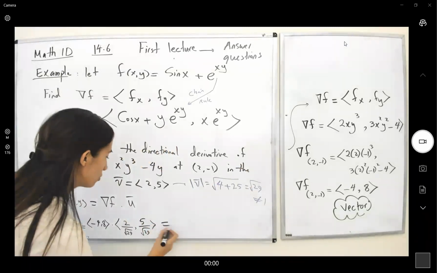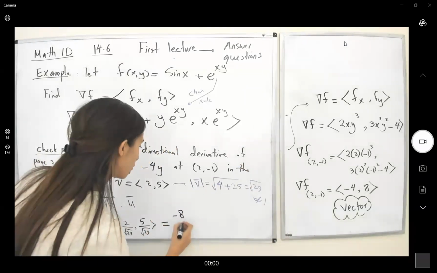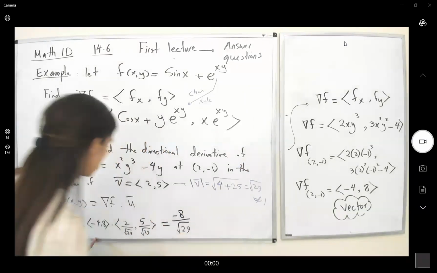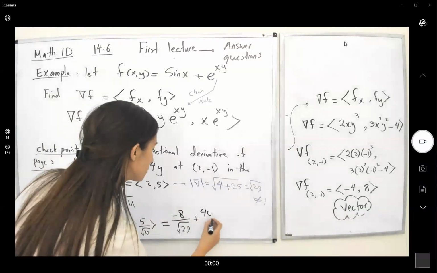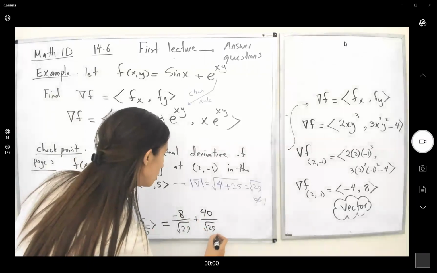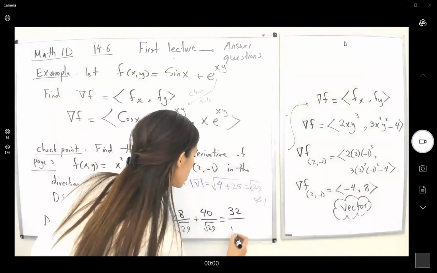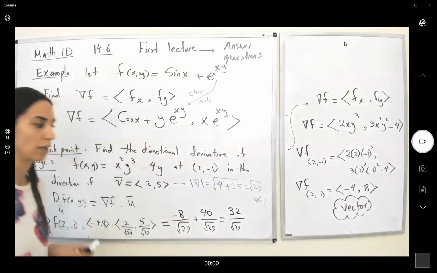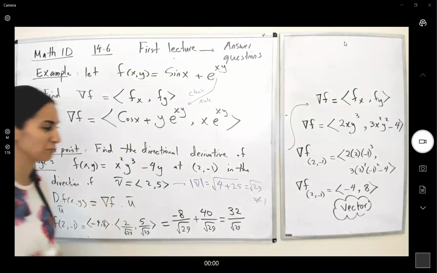This is equal to, so we multiply the first coordinates, -8 over square root of 29. Multiply these two, plus 40 divided by square root of 29. Here, if you do the subtraction, you get 32 divided by square root of 29. We can rationalize this by multiplying by square root of 29 over square root of 29, or you can use your calculator to find this positive number.